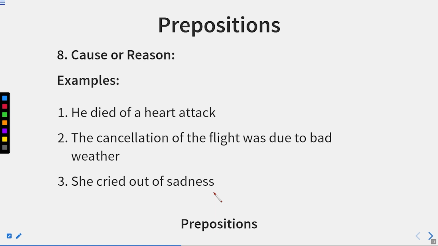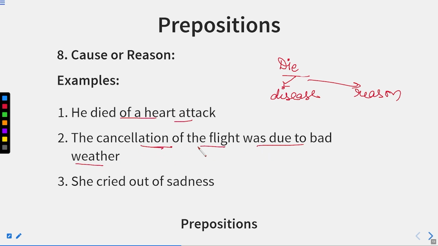Cause or reason. Now this is another very important thing. When someone dies, if he dies of a disease or a reason, these are two important things which require different prepositions. Now if something shows the cause or reason of something, we can use preposition of. For example, he died of a heart attack. He died of cancer. The cancellation of the flight was due to bad weather. So cancellation of the flight, this is showing the reason or the cause.